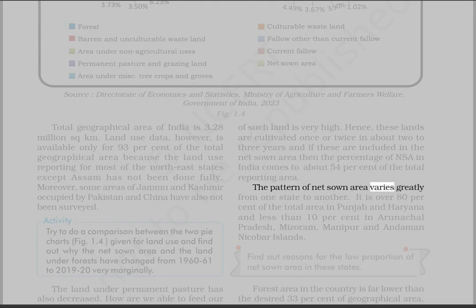The pattern of net sown area varies greatly from one state to another. It is over 80% of the total area in Punjab and Haryana and less than 10% in Arunachal Pradesh, Mizoram, Manipur, and Andaman and Nicobar Islands. Find out reasons for the low proportion of net sown area in these states.